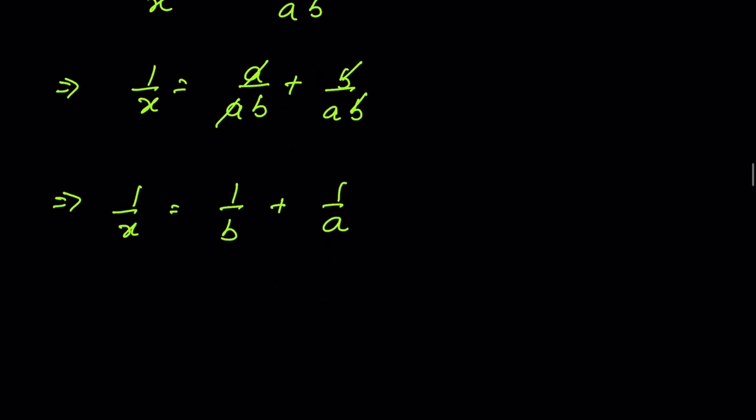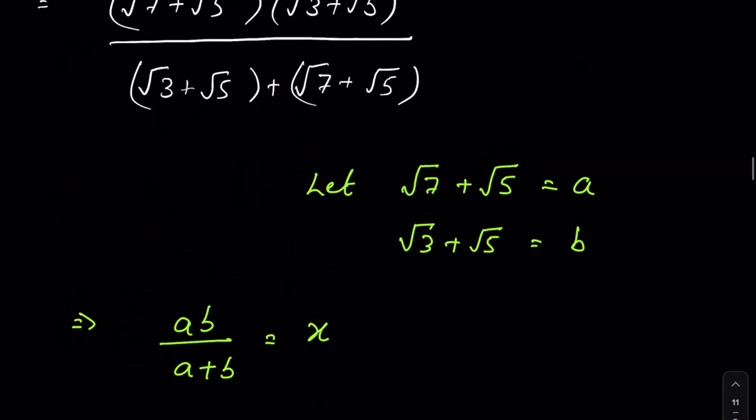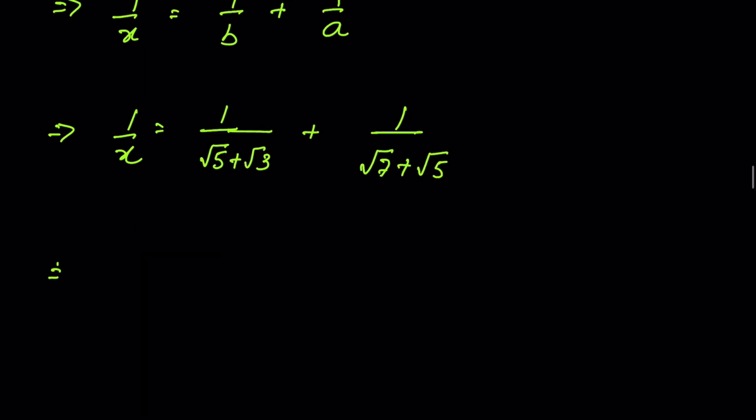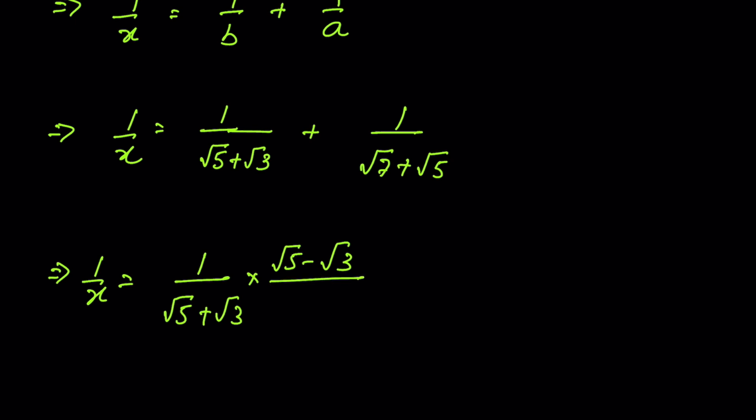Now let's substitute the values for b and a. So 1 upon x equals 1 upon b, which is square root of 3 plus square root of 5, or we can write it as square root of 5 plus square root of 3, then plus 1 upon square root of 7 plus square root of 5. Now let's rationalize the denominator. So we divide and multiply by the conjugate of the denominator. So square root of 5 minus square root of 3 upon square root of 5 minus square root of 3, plus again we rationalize the denominator.